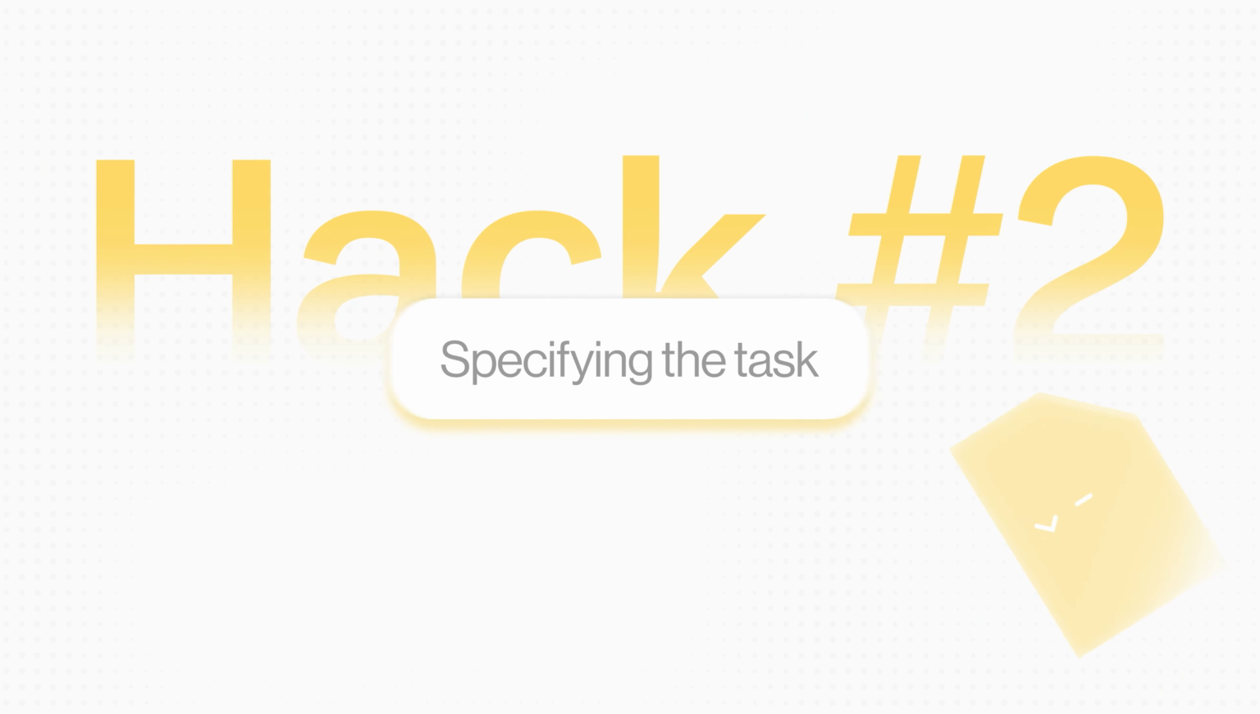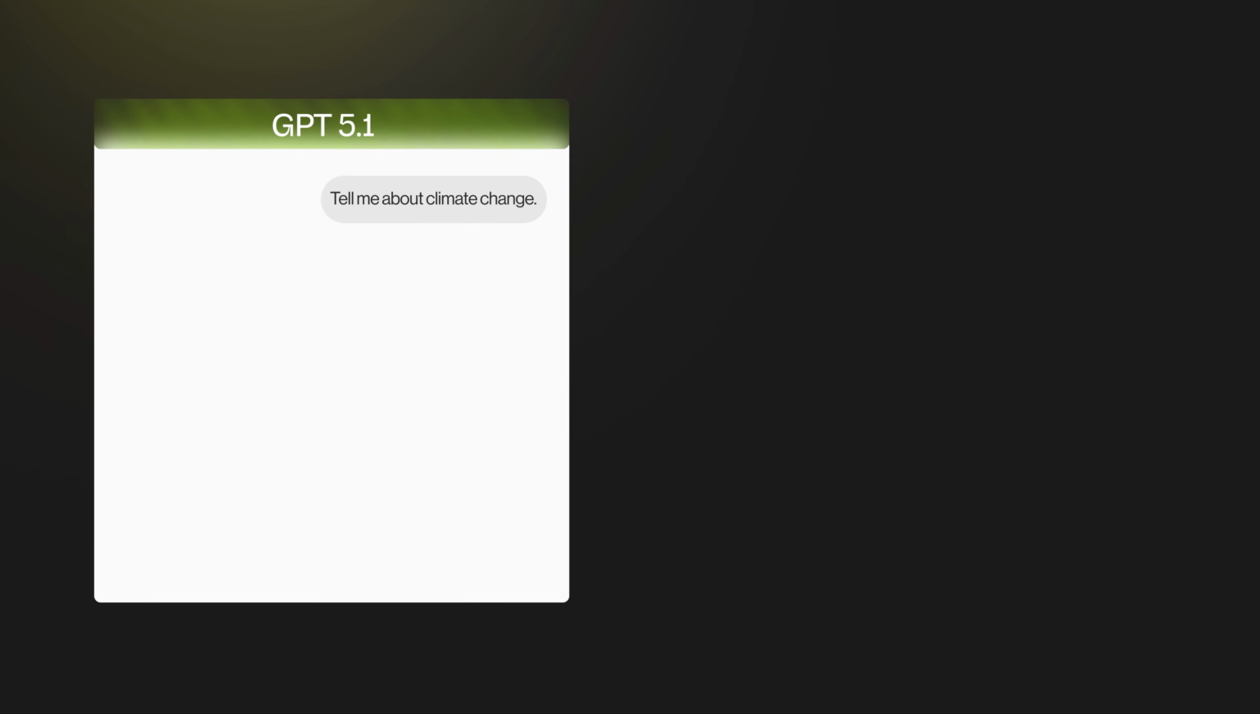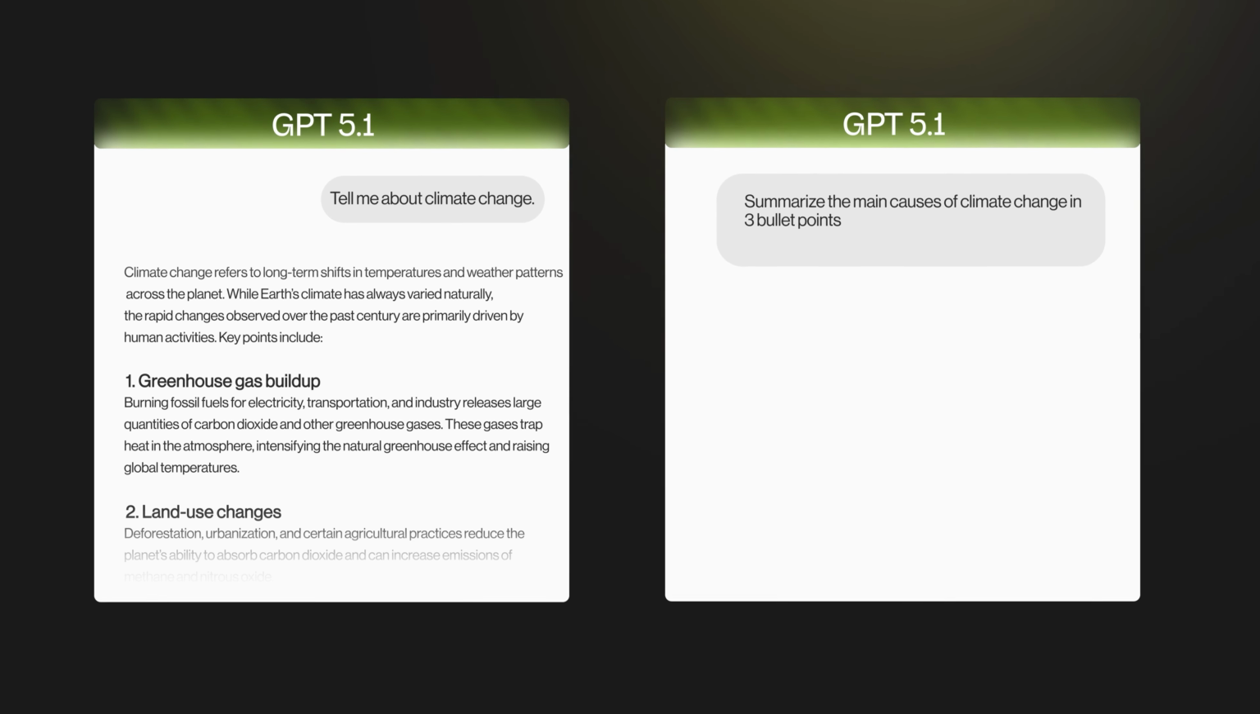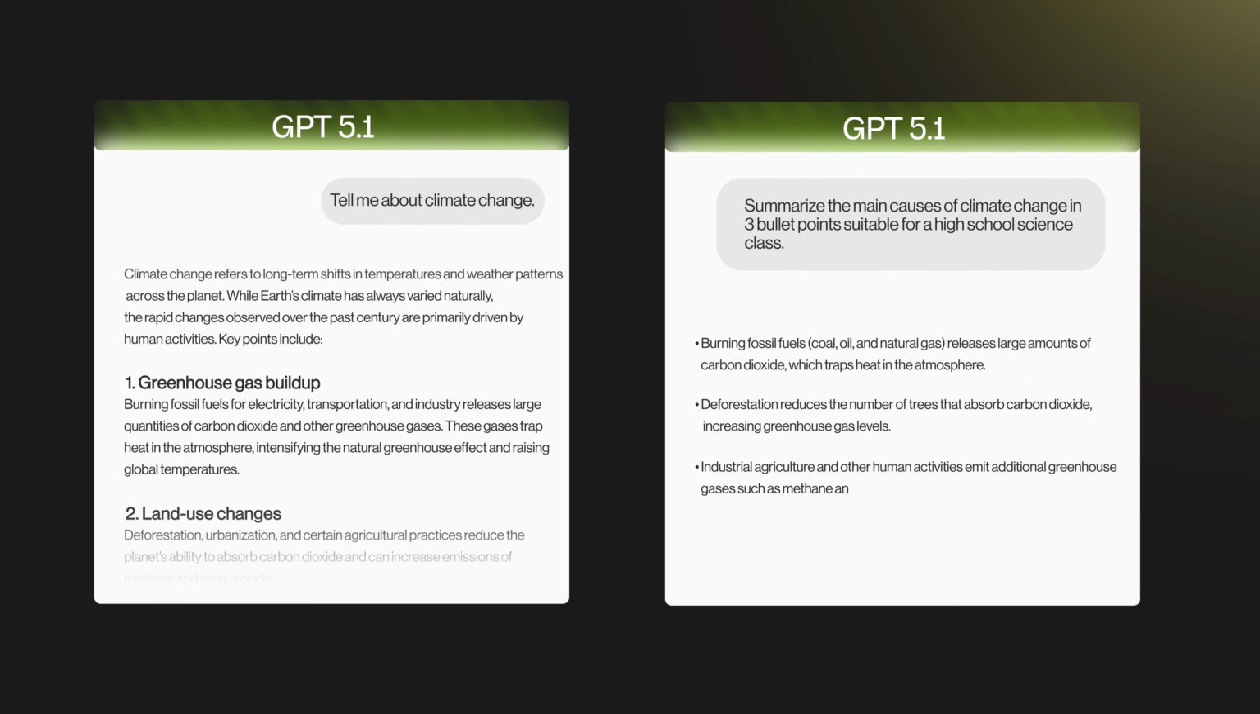Hack 2 is specify the task. Vague prompts are going to give you vague answers. So a bad example would be, tell me about climate change. A good example would be, summarize the main causes of climate change in 3 bullet points suitable for a high school science class. Do you notice the difference? Do you notice how I told it first the format, give it to me in 3 bullet points. The audience, high school level, and the content scope, main causes, not solutions.